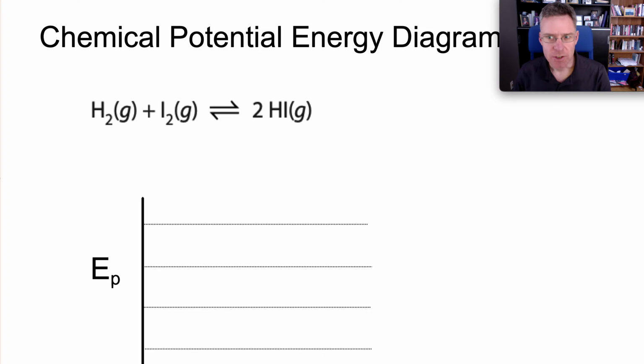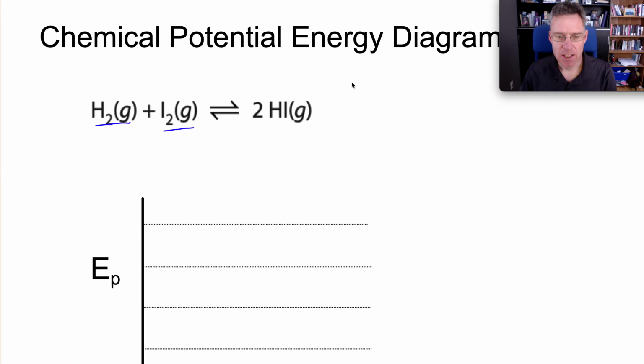So this lesson is going to be on chemical potential energy diagrams. The content for this lesson is pretty much the same, whether it's the AP exam that you'd be writing or the Alberta Chemistry 30. So I have a reaction, hydrogen gas plus iodine gas makes hydrogen iodide.